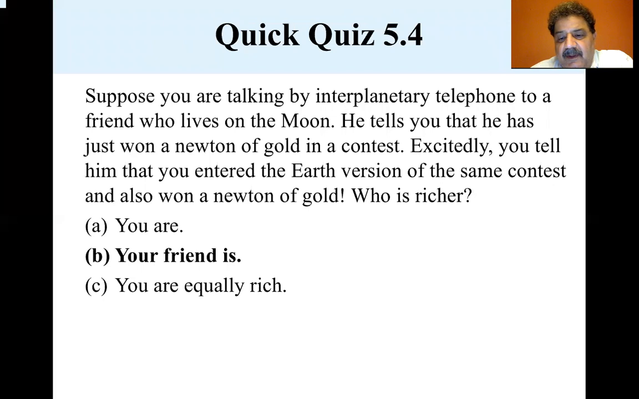Why? Because the value of g is smaller on the moon than on the Earth. More mass of gold would be required to represent 1 Newton of weight on the moon. Therefore, your friend on the moon is richer by a factor of 6. It takes 6 times the mass to equal 1 Newton. What would be 1 Newton here on Earth? Okay, 1 Newton would be about 0.1 kilogram. It would be about 100 grams.